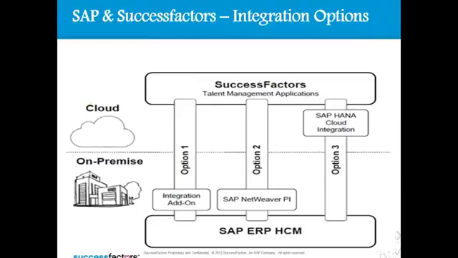Now let us understand the integration options provided by SAP. SAP basically provides three integration options, which are the integration add-on, SAP NetWeaver PI, and the other one is SAP HCI, which is nothing but HANA Cloud Integration. The first one, the integration add-on, works on the scenario which we are actually planning to work on. For example, a scenario can be employee data, compensation data, or recruitment data, anything.